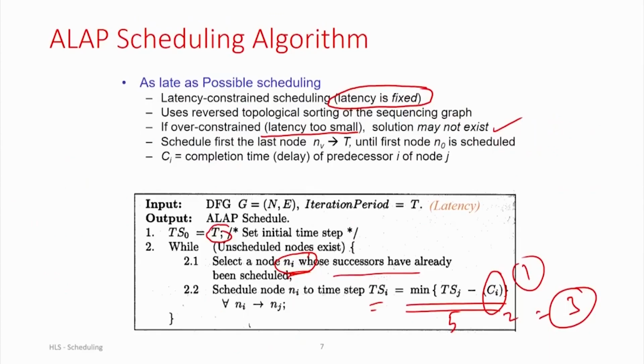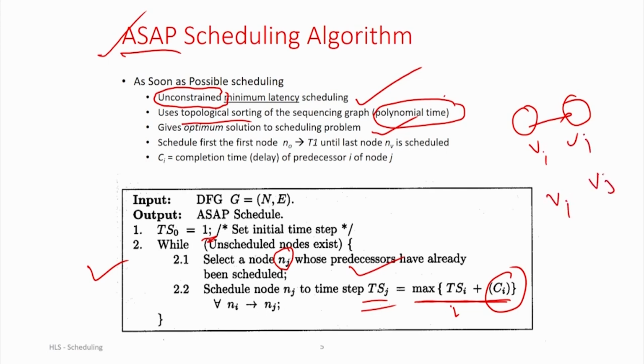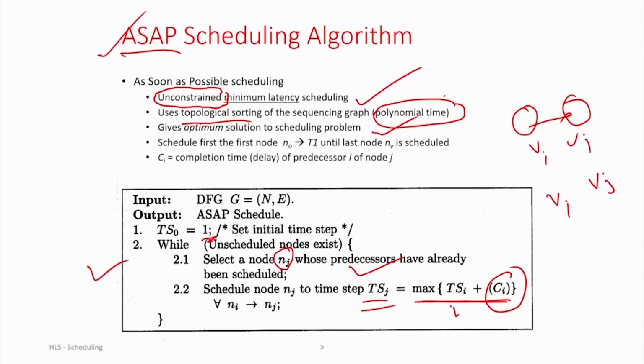And another important factor of this ASAP and ALAP is that they are basically polynomial time algorithms, right. Because you can actually use topological sorting. Topological sorting is a sorting of the nodes of a graph where, if you have an edge from Vi to Vj, then in the sorting order Vi will always come before Vj, right, and this is true for all possible such edges, right.